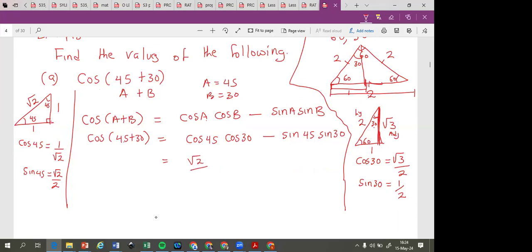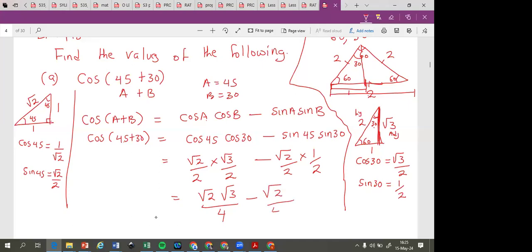So I'll put root of 2 out of 2 times cos of 30, which we obtain as root of 3 out of 2, minus sine of 45, which we have as root of 2 out of 2 times sine of 30, which is 1 out of 2. Now, a root times a root, those two things can be multiplied. So I have root of 2, root of 3, out of 2 times 2, which is equal to 4, minus root of 2 times 1 remains root of 2 out of 4.